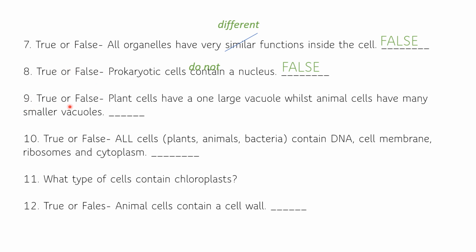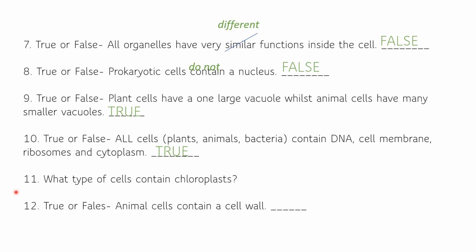Number 9, true or false? Plant cells have one large vacuole, whilst animal cells have many smaller vacuoles. True. Number 10, true or false? All cells, plant, animals, bacteria, contain DNA, cell membrane, ribosomes, and cytoplasm. This is true. So, all cells have DNA. Super important, we cannot live without DNA. They all have a cell membrane surrounding the cell. Ribosomes are important for creating proteins, and cytoplasm. These structures are not membrane bound, so all cells have them.